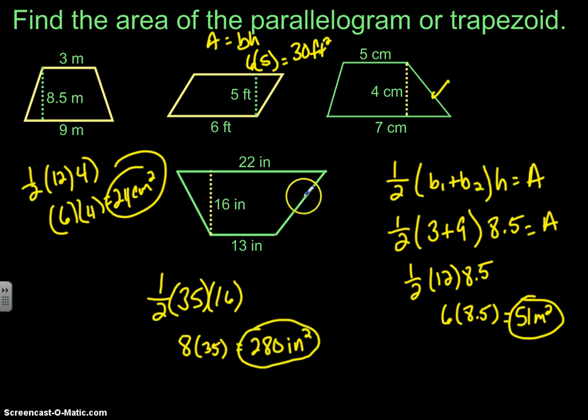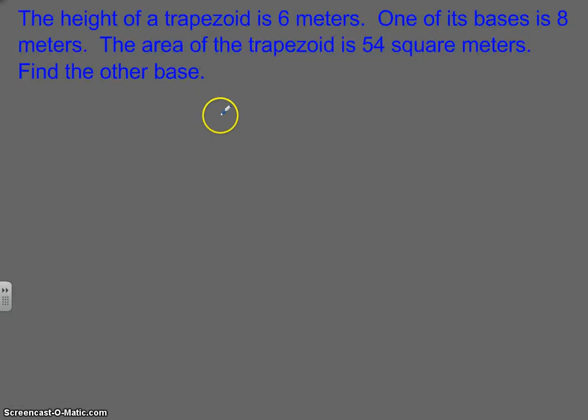That's the basics of using the two formulas we've been given. Let's look at the next page. The height of a trapezoid is 6 meters. One of its bases is 8. The area is 54. Find the other base. All we're doing, we should be good at this, guys. We're going to write an equation and we're going to solve for what's not known.